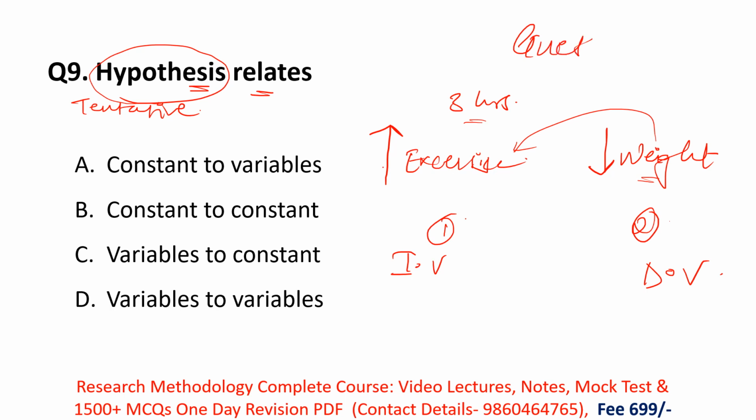It is nothing but a guess. I am guessing that if I do exercise daily 3 hours, then my weight will automatically decrease. So this is my guess. This is the tentative statement, and the statement is between two variables, which are exercise and weight. So remember, hypothesis relates variables to variables. So here the correct option is option D.